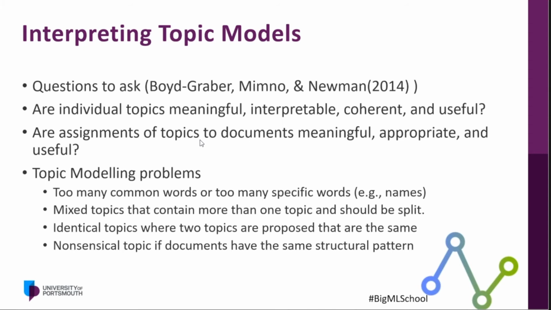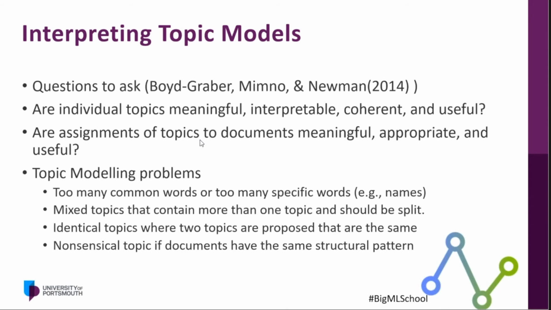So when we're interpreting topic models, and I did say that topic models have to be interpreted manually, you do want to think in advance, when you get the findings back, what do I do with them? So there are some questions to ask. The first one: are individual topics meaningful, interpretable, coherent, and useful? So when the topics come back from BigML, do these topics make sense? Can I interpret them in light of my initial research question, whatever it might be? Are these topics coherent? In other words, are these topics talking about the same concept in the same way? And are they useful?